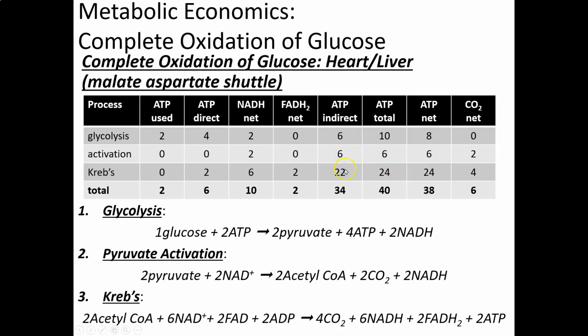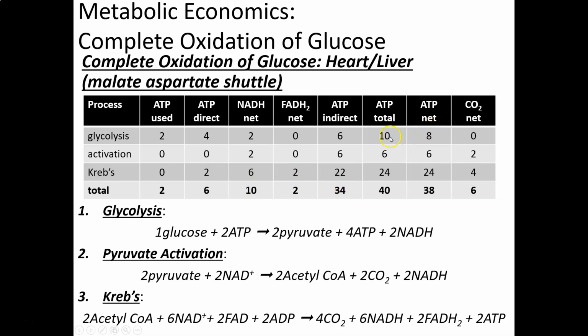My ATP indirect, there's 2 ways to figure it out. 6 plus 6 is 12, plus 22 is 34. The other way to check it is to go, okay, NADH, I have 10. 10 times 3 is 30. FADH2, I have 2. 2 times 2 is 4. 30 plus 4 is 34.